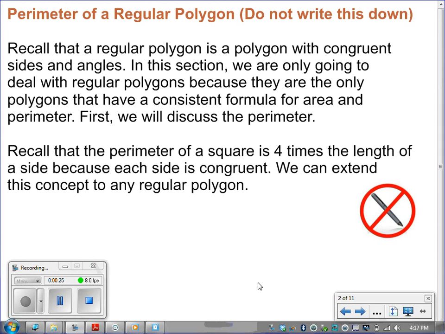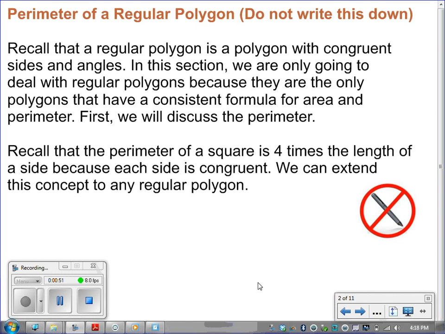So, perimeter of a regular polygon. Do not write this down, just listen and read as I read aloud. Recall that a regular polygon is a polygon with congruent sides and angles. So that means to be regular, you have congruent sides and all the angles are the same. In this section, we are going to deal with regular polygons because they are the only polygons that have a consistent formula for area and perimeter.